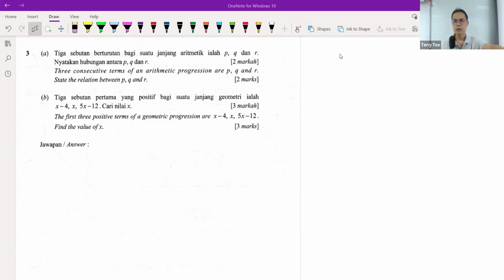Okay, so if we want to find the relationship between them, if it's geometric, the second term divided by the first term must equal the third term divided by the second. But this is arithmetic: the second term subtract the first term must equal the third term subtract the second term. A common difference. If it's geometric, we divide. Arithmetic, we subtract. Now, your second term is given as Q. Your first term is P.